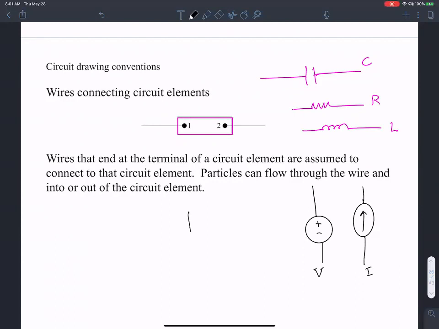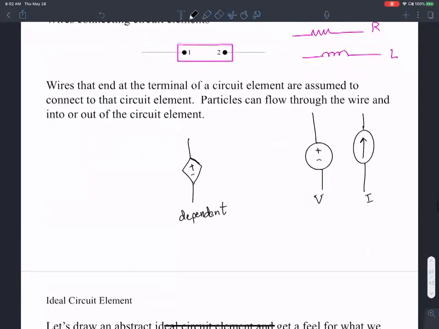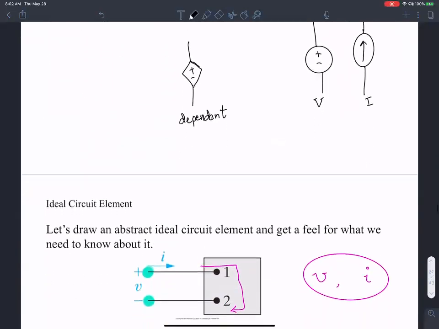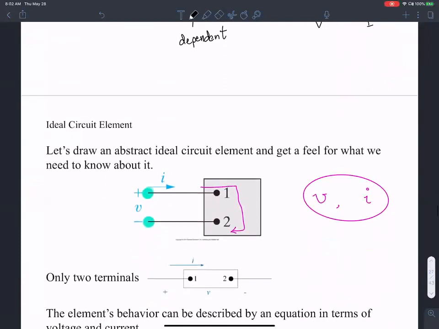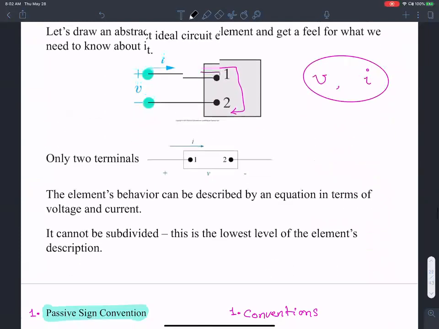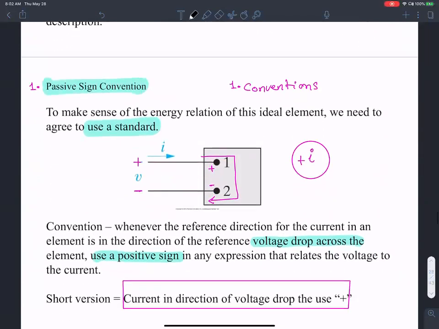In addition to that, there can be any number of 4 types of dependent current sources or dependent voltage sources, dependent sources. So there can be a voltage or a current source. These are the circuit elements that we encounter and spend time with most of the time in this class.